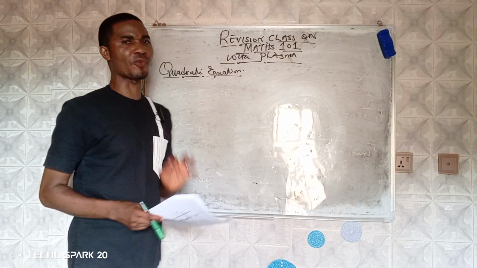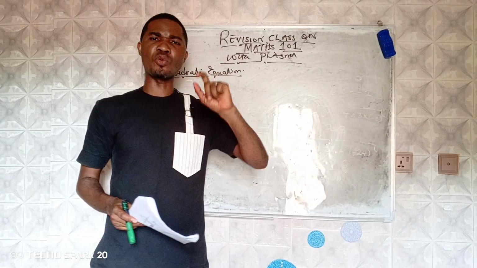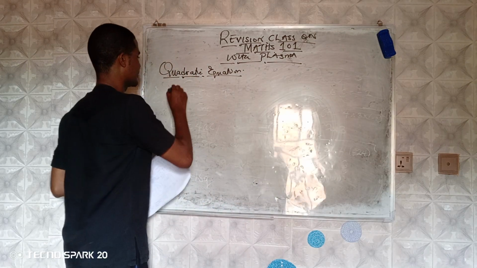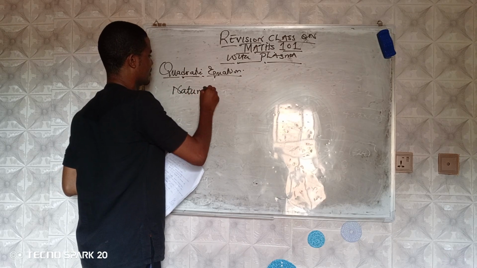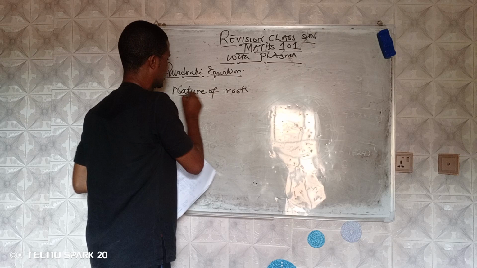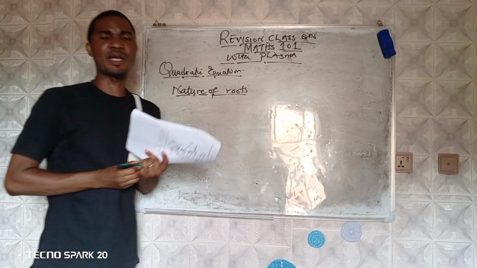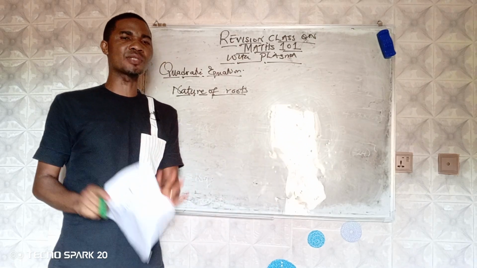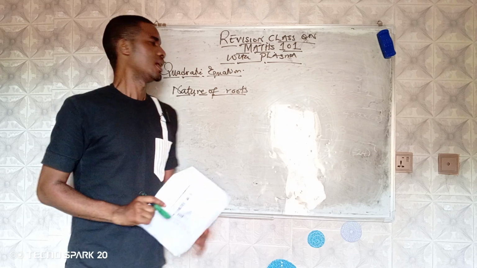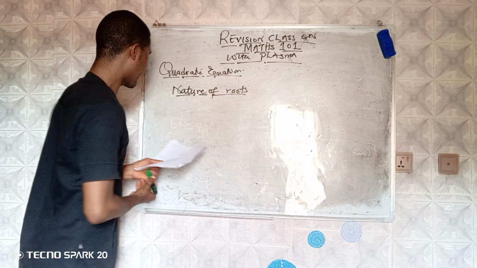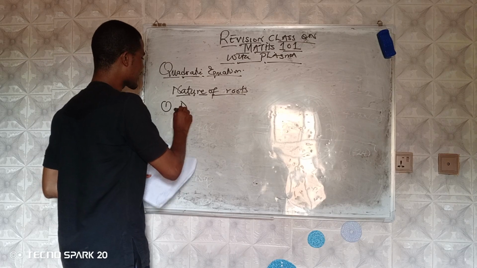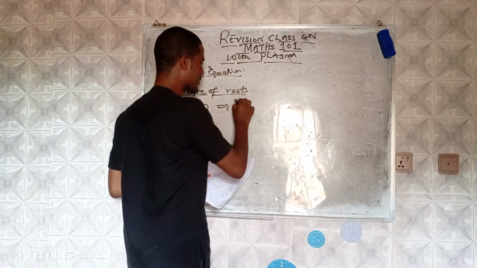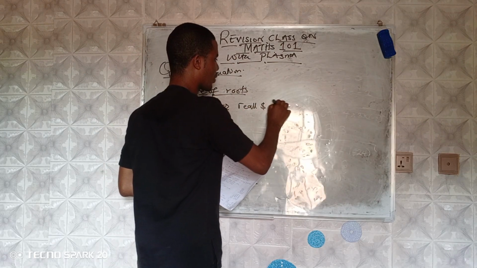Another application of the discriminant of a quadratic equation is that it is used to find the nature of the root of a quadratic equation. Without factorizing a quadratic equation, you can predict how the roots will look. Under these three conditions: first, if the discriminant is equal to 0, then the roots will be real and equal.